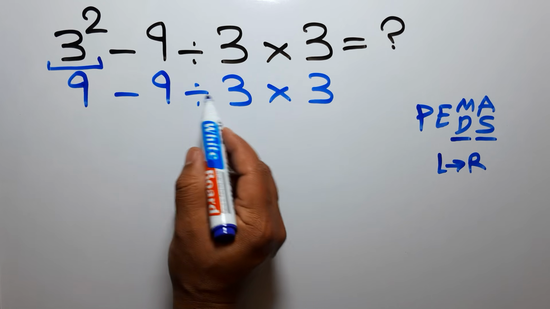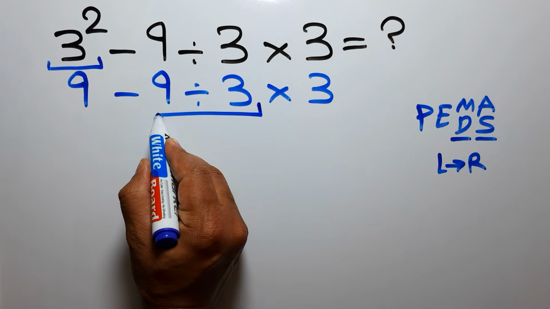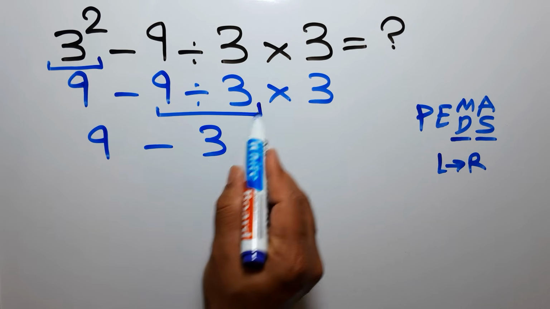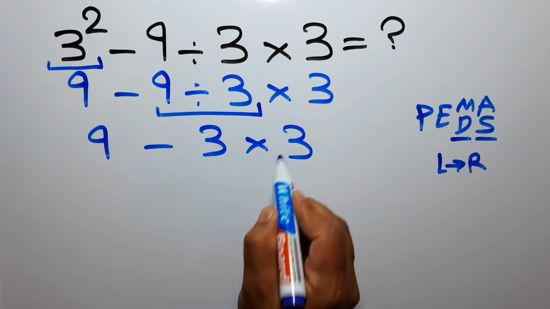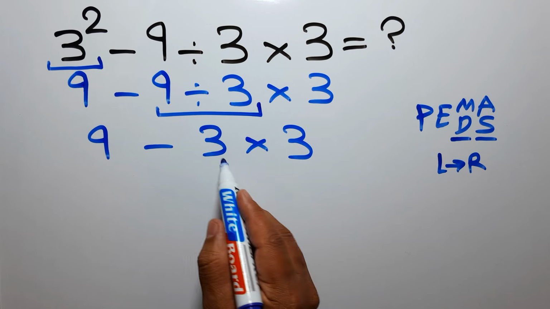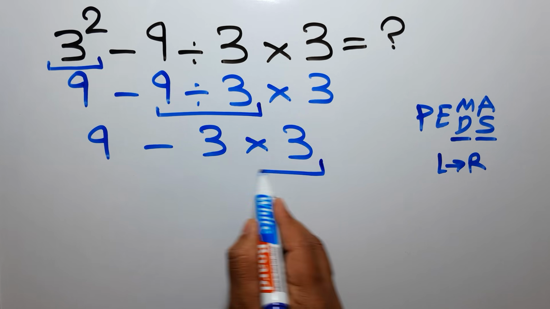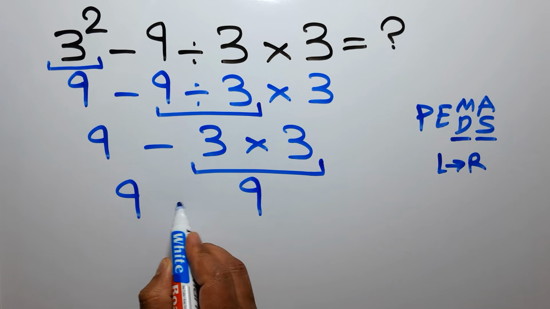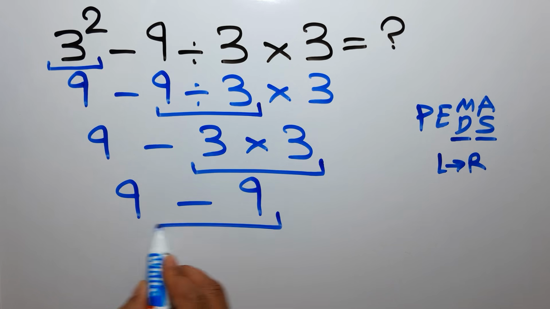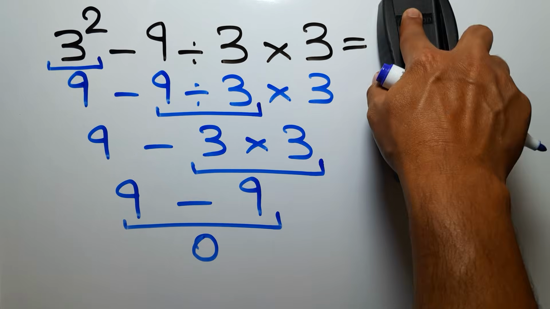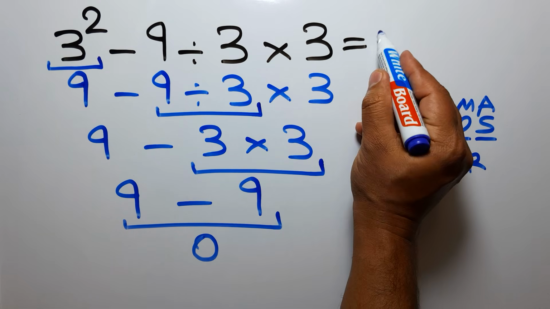So first 9 divided by 3, which equals 3. So we have 9 minus 3, then times 3. Now we have to do this multiplication. 3 times 3 equals 9. So we have 9 minus 9, which gives us 0. And this is our final answer to this problem. The correct answer is 0.